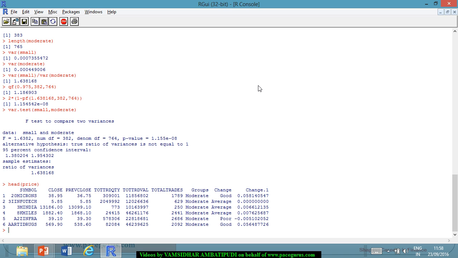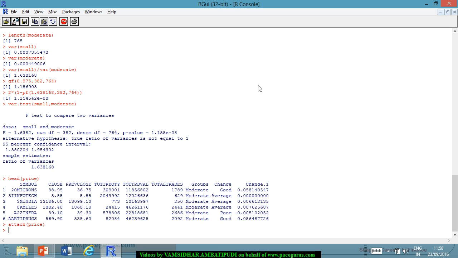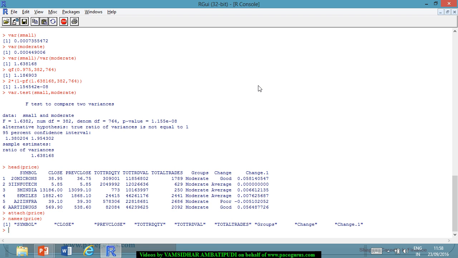And I can very well find out the variance of the change.1 associated with each of the groups. So probably let me try a tapply, where I'll try to find out the variance of the change.1. Let me attach the price so that I don't need to use the dollar every time. Now if I'm looking at names of the price, these are the headings. What I'll do is change.1. So I'll do a tapply wherein I will compute the variance of this change.1 across the different groups, computing the variance for each of the groups.